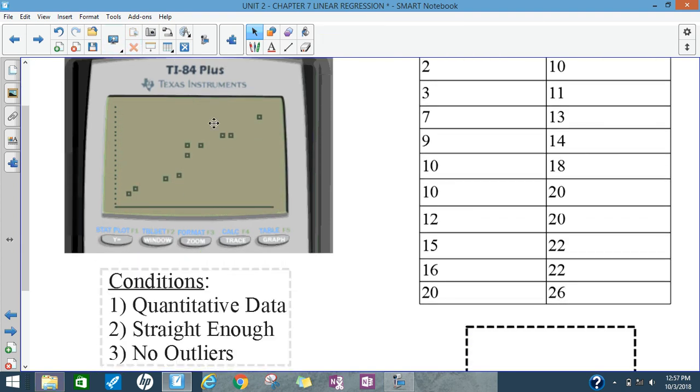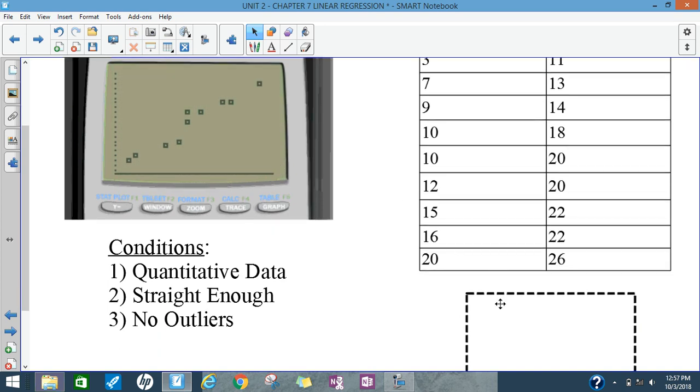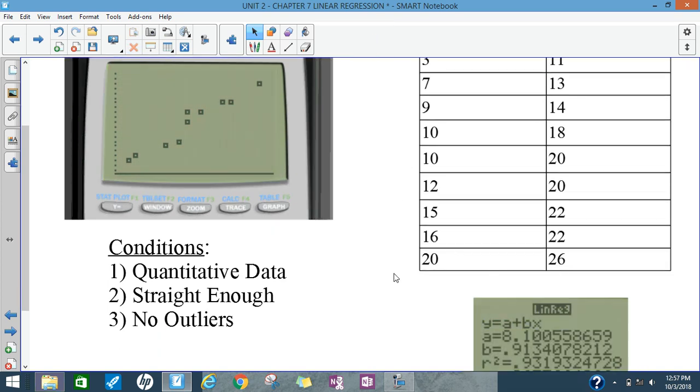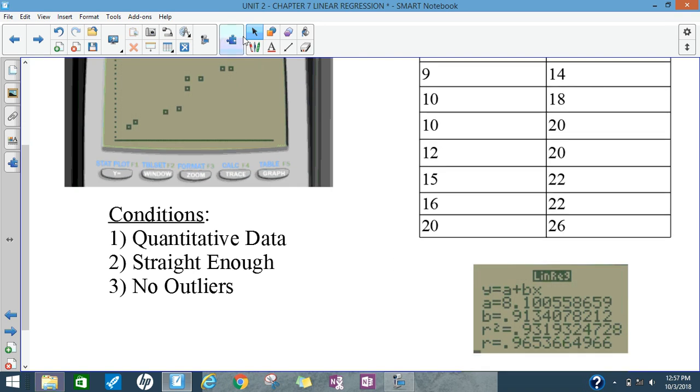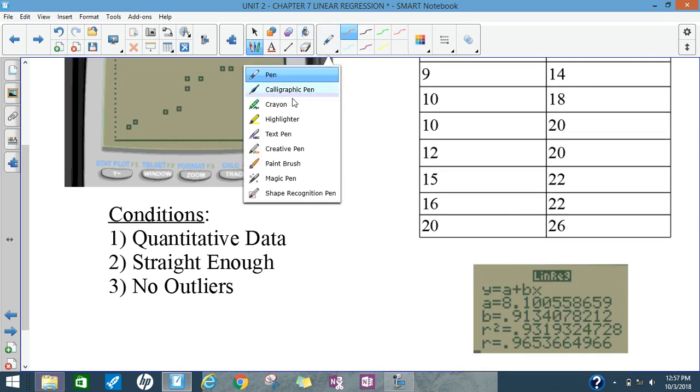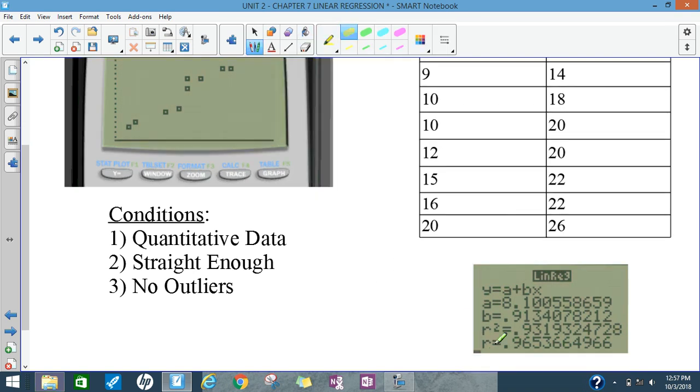And so we've met all of our conditions. These are quantitative data. The scatter plot's straight enough. There are no outliers. And so we could calculate an R value, which we did in the last lesson. And it's positive. It's very strong, very close to 1, 0.9653, so on and so forth.